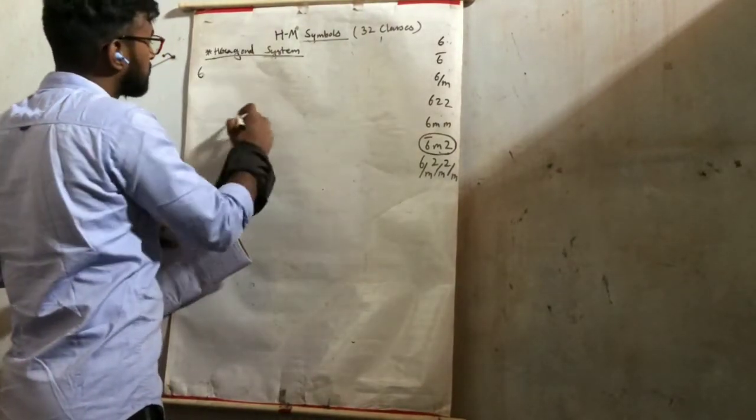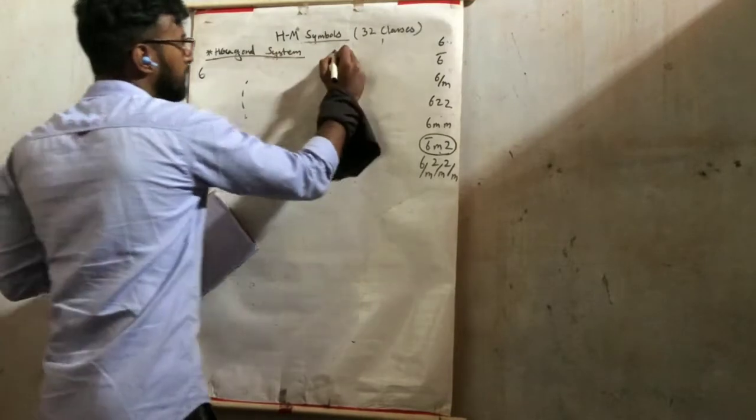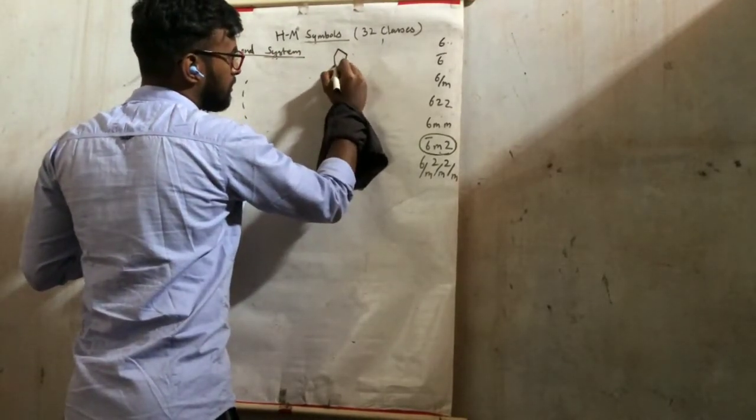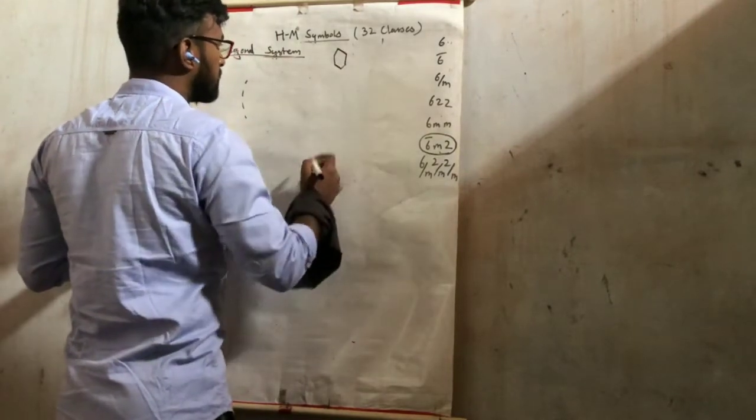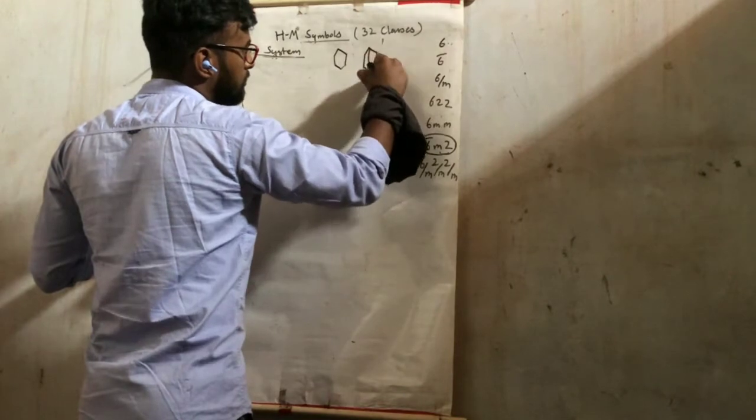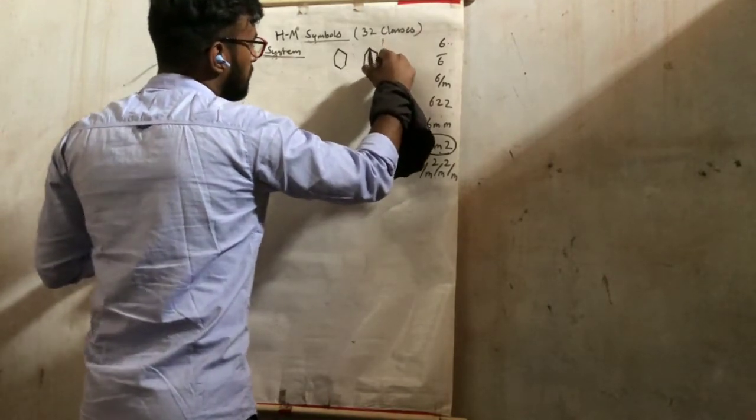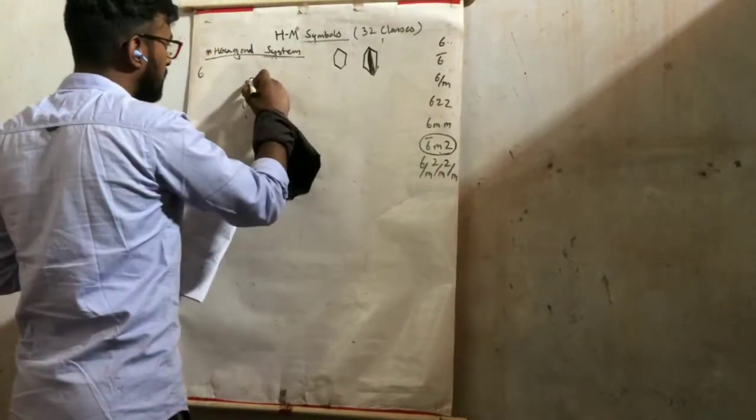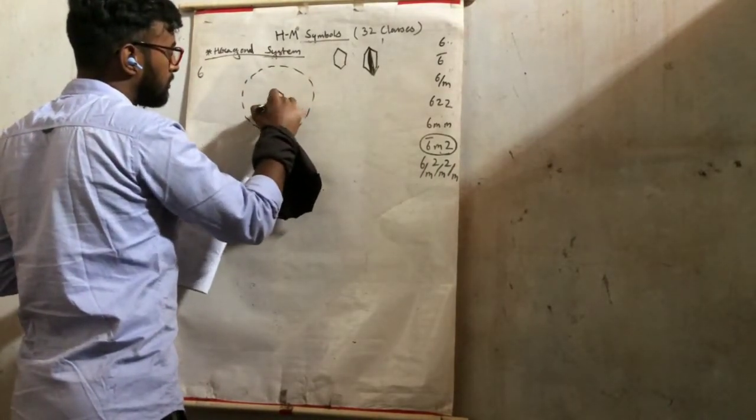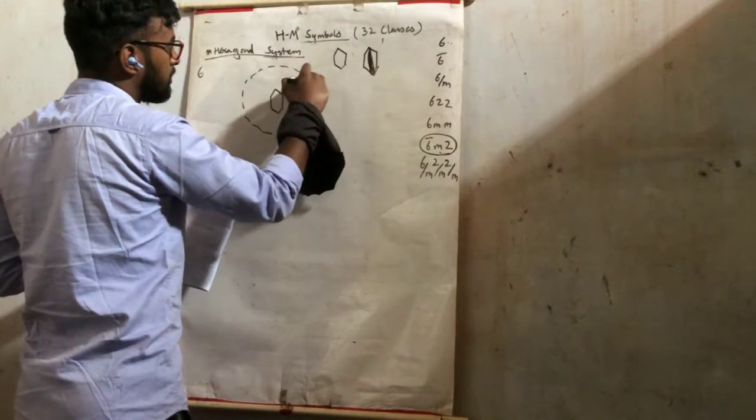This is 6. This 6-fold axis is shown like a benzene. This is the 6-fold axis, and the 6 bar will be similar. This is the 6 bar. So 6. This is a 6-fold axis. We have 6.